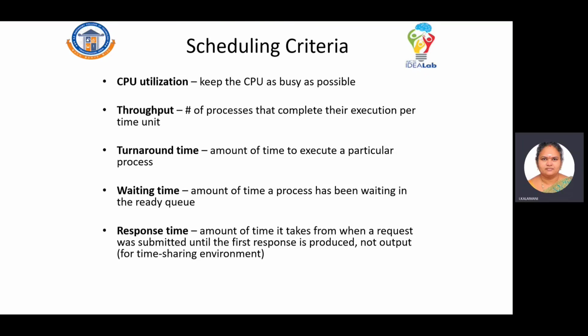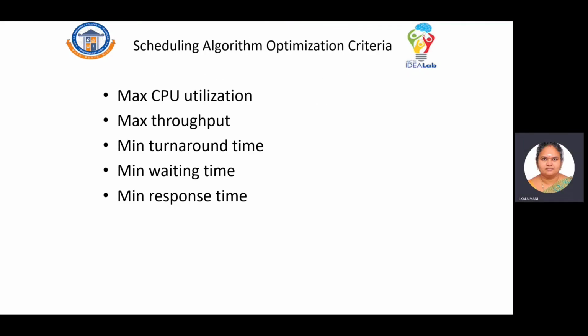And the next one is criteria for a scheduling algorithm. The algorithm should maximize the CPU utilization, maximize the throughput, minimize the turnaround time, minimize the waiting time, and minimize the response time. These are the five optimization criteria for any scheduling algorithm. These are all the concepts of basic process scheduling. Thank you.